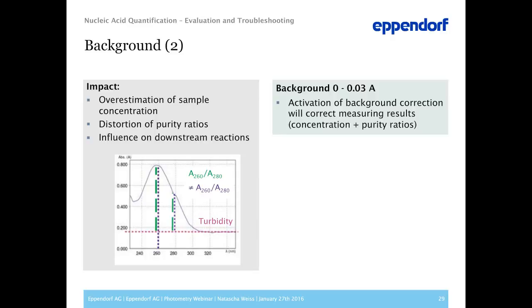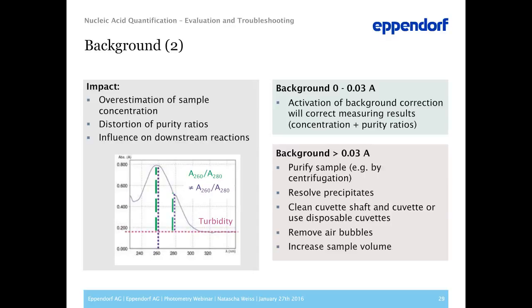For relatively low background readings, you can just activate the background correction. This will correct all relevant data by simple subtraction. If higher values than approximately 0.03 are seen, you should have a closer look at your sample in order to find the reason for light scatter. Often, a simple centrifugation step, removing air bubbles or the resuspension of sample precipitates is sufficient. But sometimes, further purification of the sample may be necessary in order to avoid an influence on downstream applications.